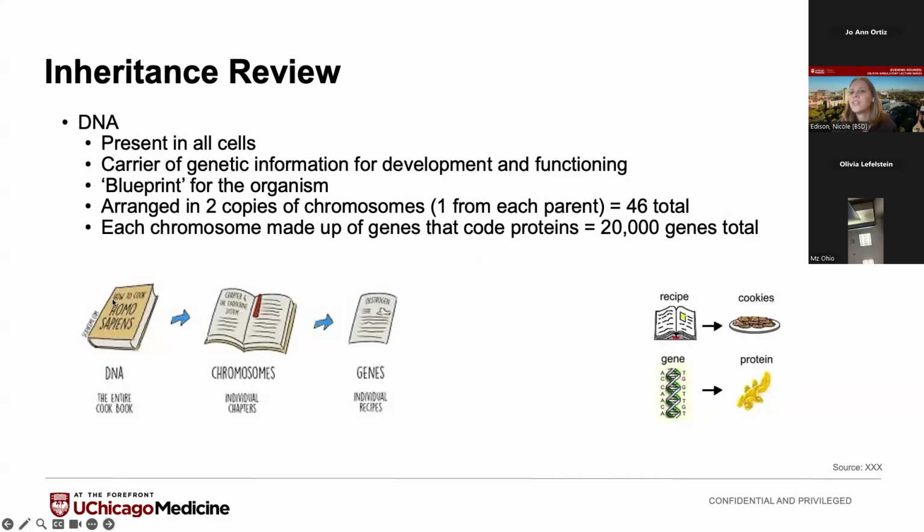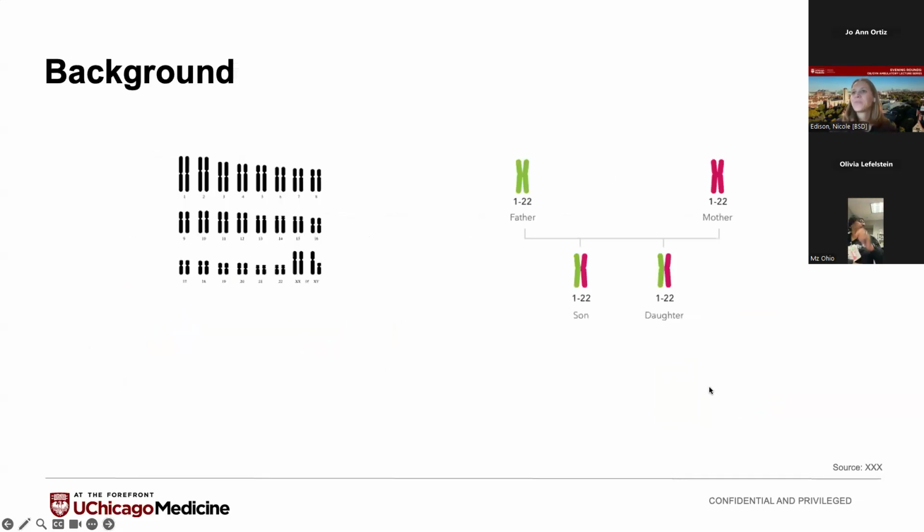So I like analogies. If you think of all of our DNA as an entire cookbook, chromosomes are like the individual chapters in those books, or how the DNA is then categorized. And then within those chromosomes, you have our genes, and those are the individual recipes. And so recipes can make cookies, but genes make proteins. And so this is showing a karyotype, or what our chromosomes look like, how all of our DNA is organized in all of us. So this is 46 total, two of each. And like you can see here that you get one from each of your parents.